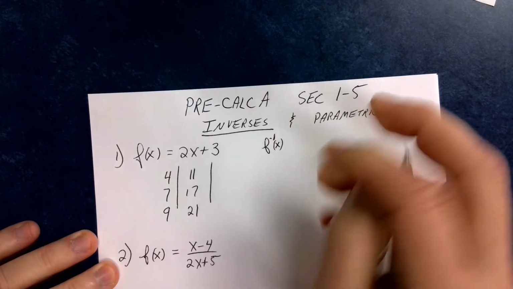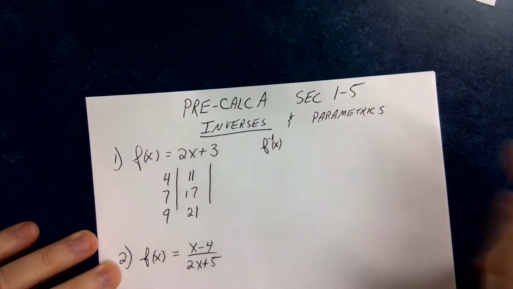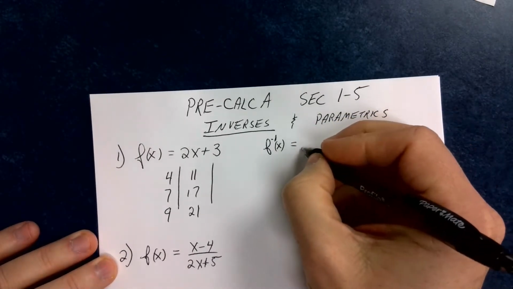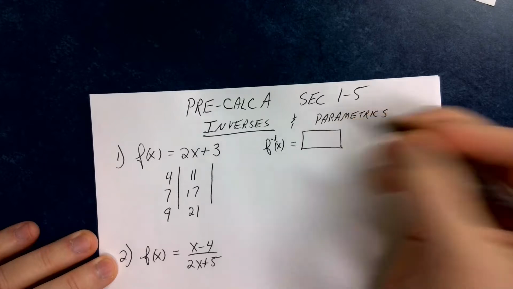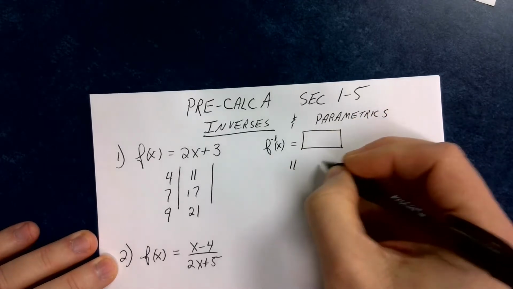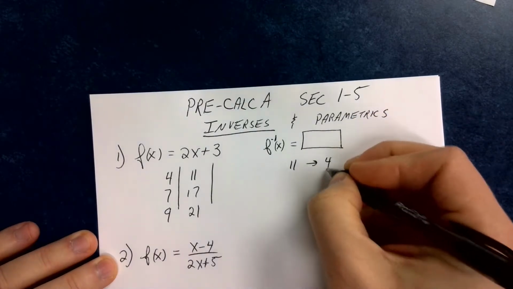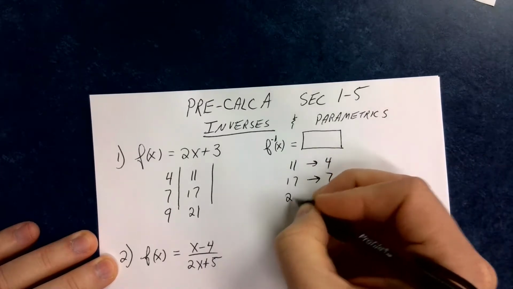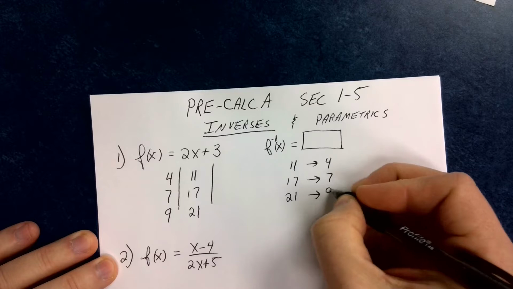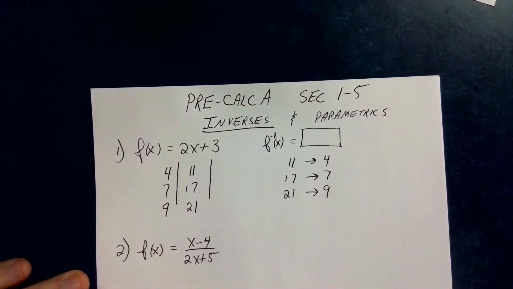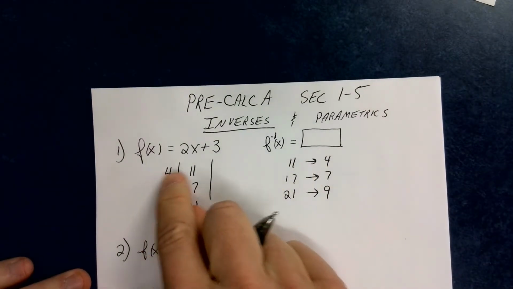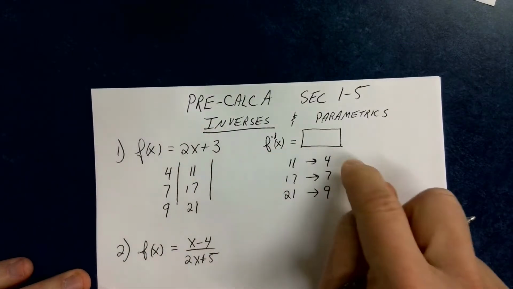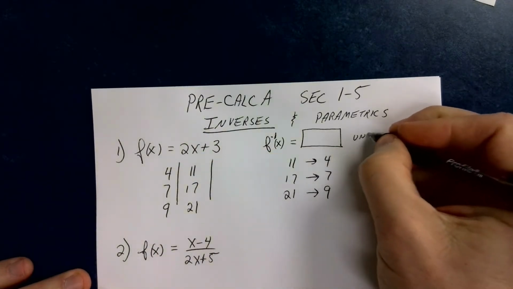Good deal. So if there's an inverse of x, and we write it f to the negative 1, there's an inverse function of x, and whatever this thing is, we'll pretend we don't know what it is. That means that if I plug in an 11, it's going to get me a 4. If I plug in a 17, it's going to get me a 7. And if I plug in a 21, it's going to get me a 9. Okay? So basically, whatever this original function does, the inverse function undoes.